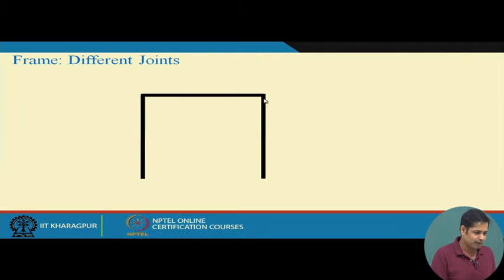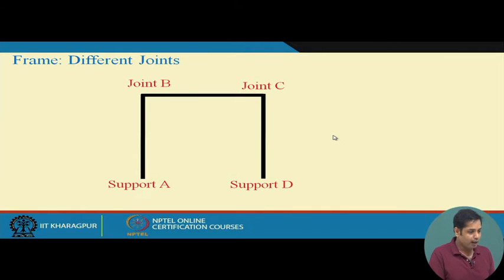Suppose we take a frame. This is called a portal frame, which is supported at point A and at point D, and we have joint B and joint C. This is subjected to some horizontal load. In this problem, we have not defined which kinds of support at A and D, or which kinds of joints B and C.